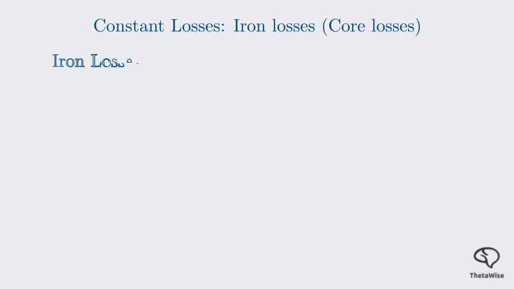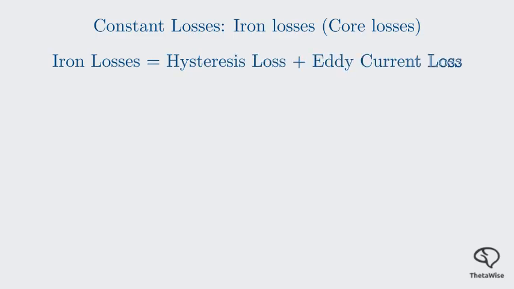Iron losses are caused by two phenomena: hysteresis loss and eddy current loss. Let's first explore hysteresis loss. This loss is fundamentally a magnetic phenomenon. To understand it, we must first understand hysteresis. Hysteresis refers to the lagging of the magnetic induction or flux behind the magnetizing force. Think of it like this. When the primary coil creates a magnetic field, it magnetizes the core.